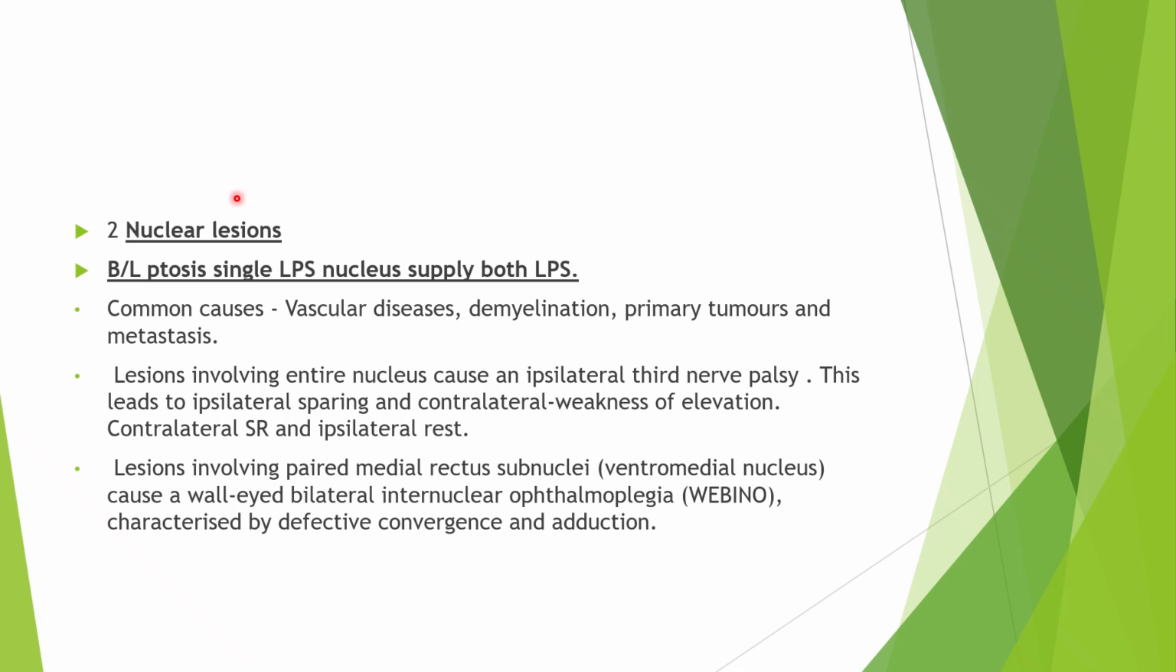Now the nuclear lesions, there will be bilateral ptosis since a single LPS subnucleus supplies both the LPS. So if there is unilateral third nerve palsy, it rules out a nuclear lesion. Common causes are vascular diseases, demyelination, primary tumors, and metastasis. Lesions involving the entire nucleus cause an ipsilateral third nerve palsy. This leads to ipsilateral sparing and contralateral weakness of elevation, contralateral superior rectus, and ipsilateral all the rest. So lesions involving medial rectus subnuclei, paired, if medial rectus is gone, the patient only has LR working. So there will be wall-eyed bilateral internuclear ophthalmoplegia, which we know.